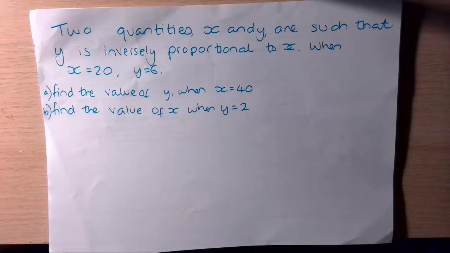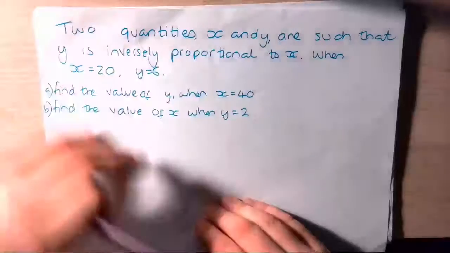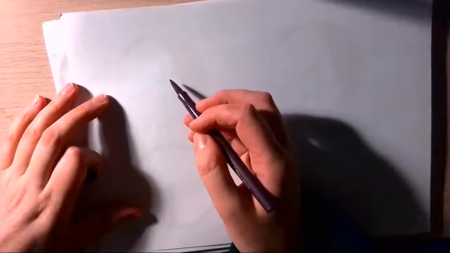This is the first question of three on inverse proportionality. The difference between inverse proportionality and direct proportionality is that, when we're looking at direct proportionality, let me just find a bit of paper to scribble on. Direct proportionality tells us that as one thing goes up, the other thing goes up.